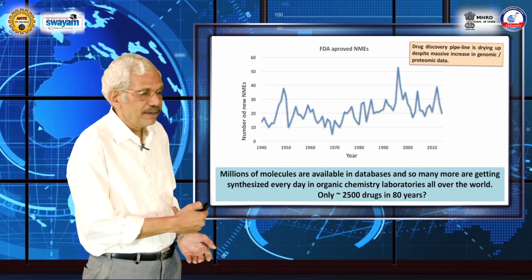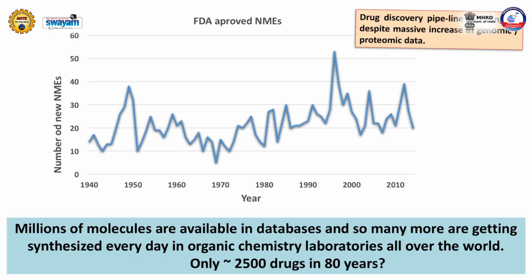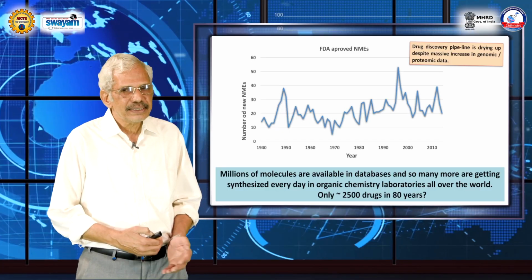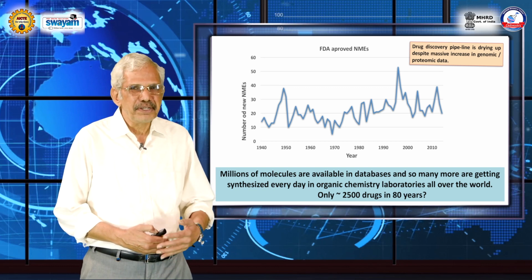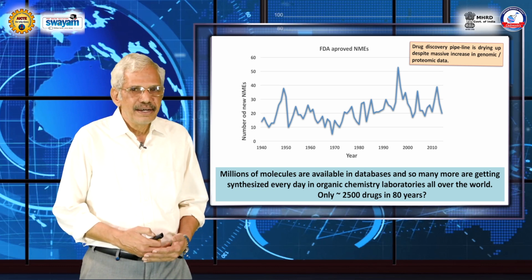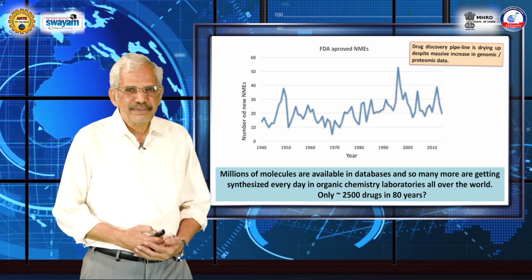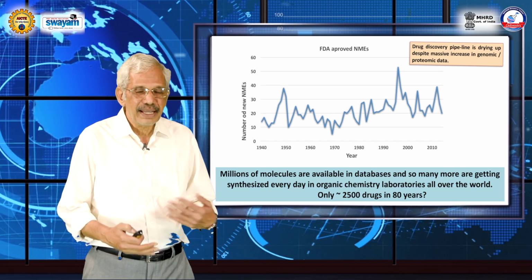Now, if you focused on the number of drugs developed over the last 80 years, and here I am showing the statistics from Food and Drug Administration. NME stands for new molecular entities. How many molecules have come about? Well, I already referred to the ZINC database, which has about 35 million compounds. Some other databases are reporting 150 million compounds, and you can see most of the organic laboratories all over the world are busy making molecules and molecules.